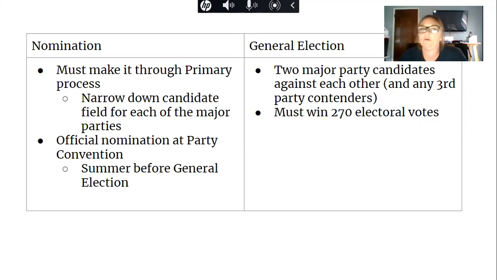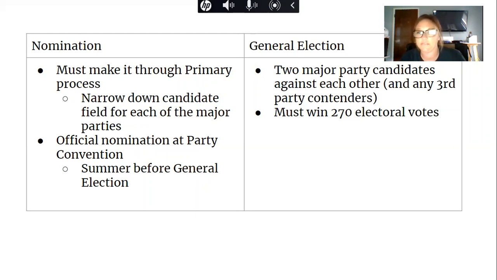the general. So if we're talking about nomination, first someone has to go through the primary process, and remember, primary elections happen in the springtime before any general election. So usually February, March, April. And this is where we hold either primaries or caucuses that will narrow down the candidate field for each of the two major parties. The official party nomination comes at the convention in the summer before the election.